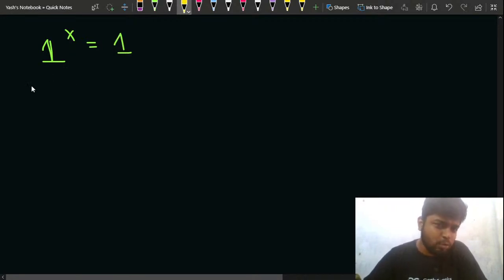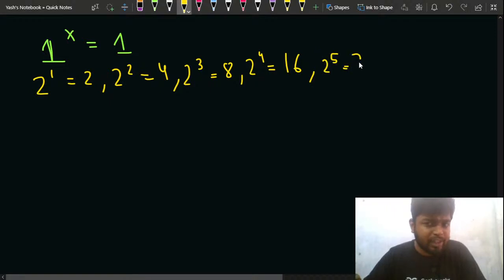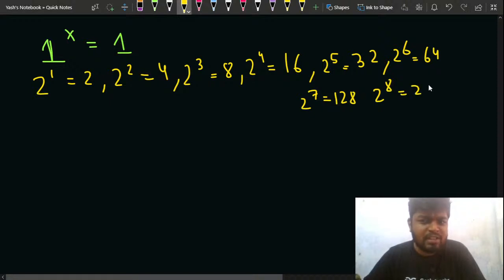But let's say I do 2 to the power 1, then it is 2. 2 to the power 2 will be 4. 2 to the power 3 will be 8. 2 to the power 4 will be 16. 2 to the power 5 will give 32. 2 to the power 6 gives 64. 2 to the power 7 gives 128. 2 to the power 8 gives 256.